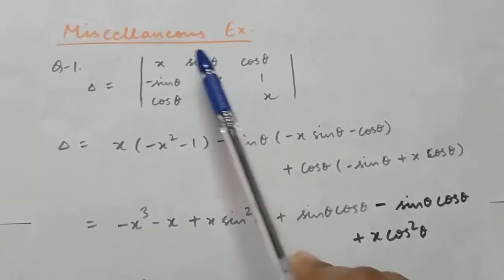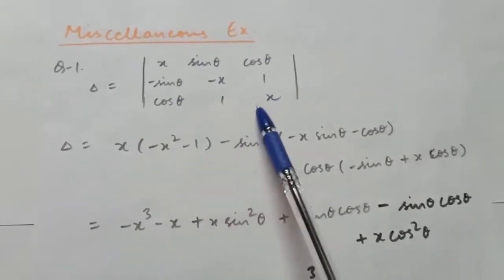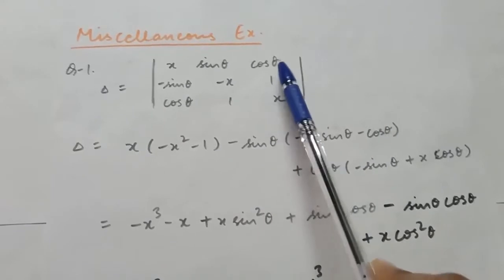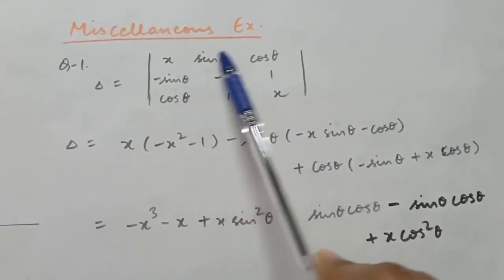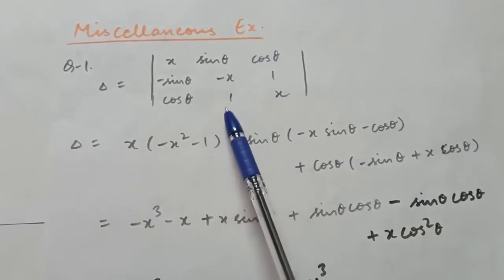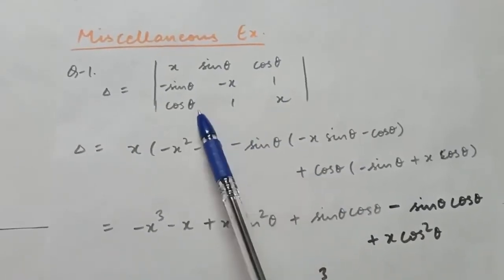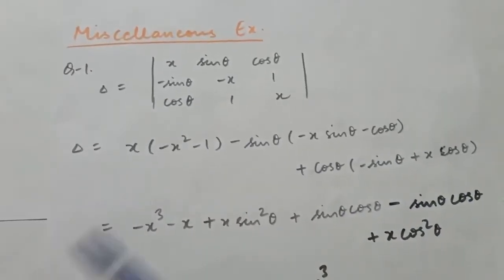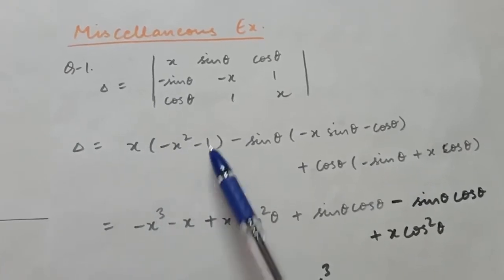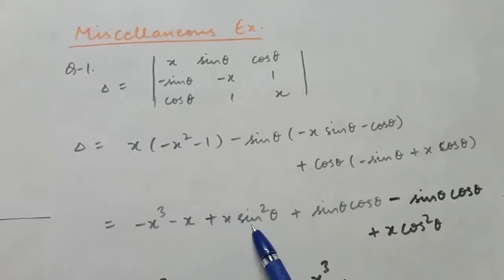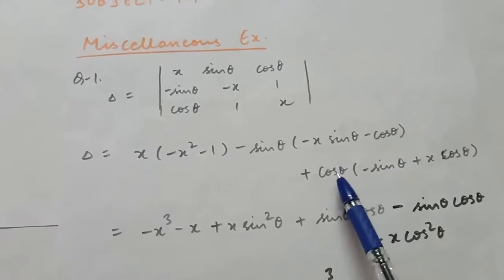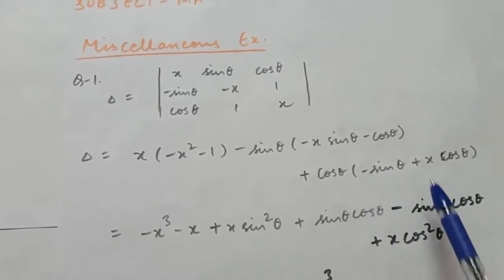Now leave second column and this first row, then you will get minus x sin theta minus cos theta plus cos theta. Now leave the first row and third column, so you will get minus sin theta minus of minus x into cos theta, so it will be plus x cos theta, right? Now this will be minus x cube minus x minus minus plus x sin square theta, again plus sin theta cos theta minus sin theta cos theta and plus x cos square theta.